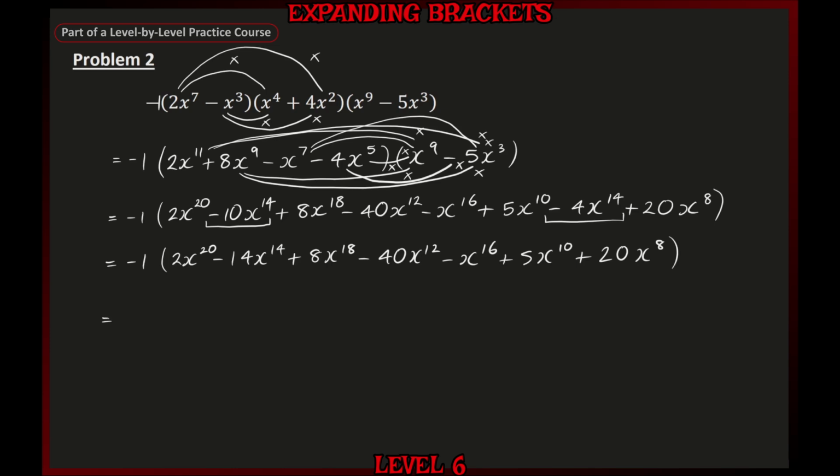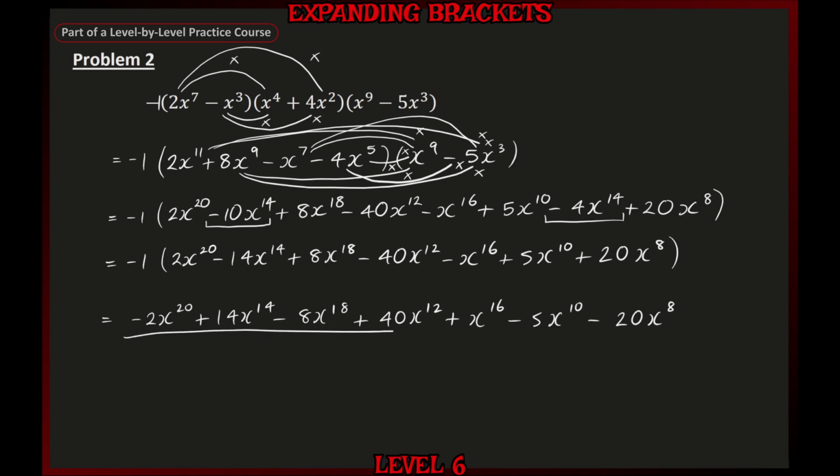And if we do this, the effect it has is everything in the bracket just changes sign. So we have minus 2x to the power of 20 plus 14x to the power of 14 minus 8x to the power of 18 plus 40x to the power of 12 plus x to the power of 16 minus 5x to the power of 10 minus 20x to the power of 8. So this is our final answer to problem 2.